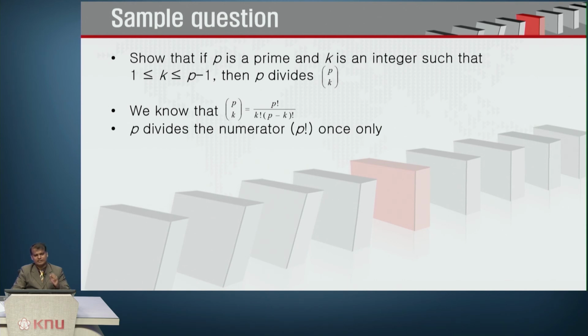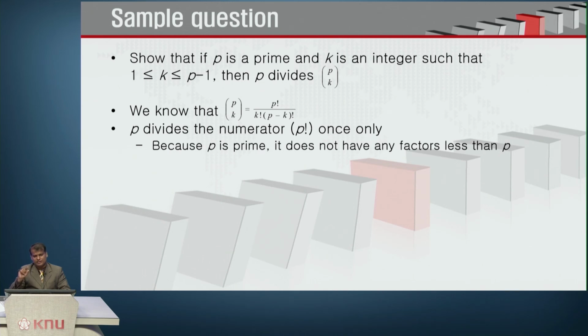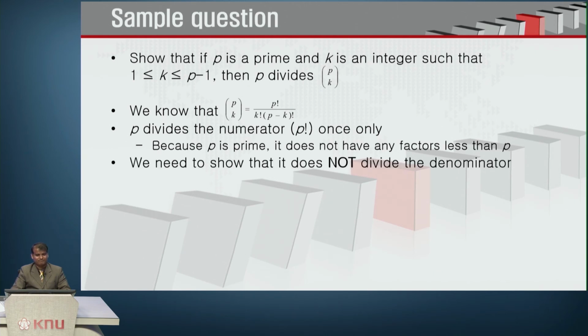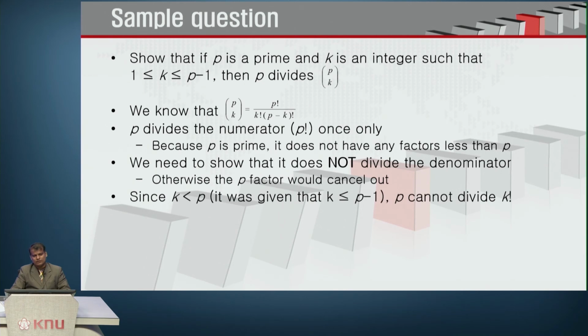As p divides the numerator, p factorial, only once, and p is prime, it does not have any factors less than p. So we need to show that it does not divide the denominator, otherwise the p factor would cancel out. So we can say k is less than p. It was given that k is less than p in the question, right? Yes, k lies between 1 and p minus 1.